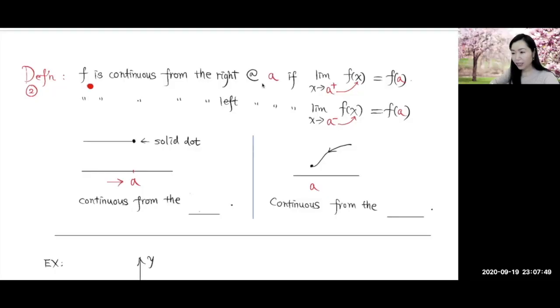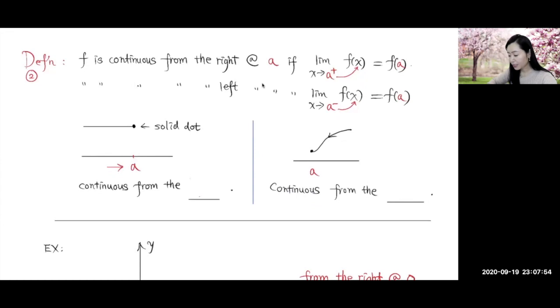We're going to talk about continuous from the left and continuous from the right. Function f is continuous from the right at a if the right-hand limit equals f of a, which means you can do a direct substitution, substituting this a into this x to get the limit. Similarly, continuous from the left if the left-hand limit equals f of a.